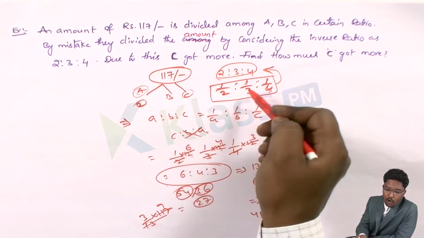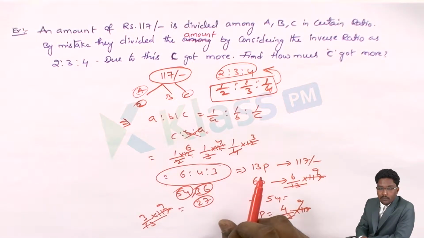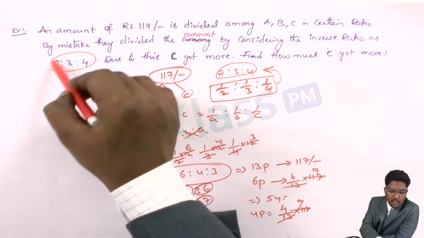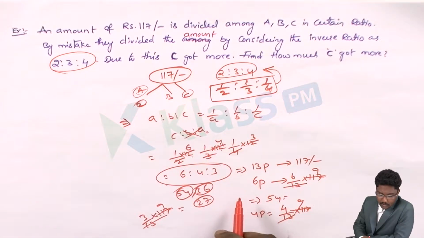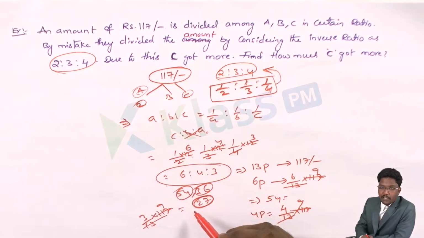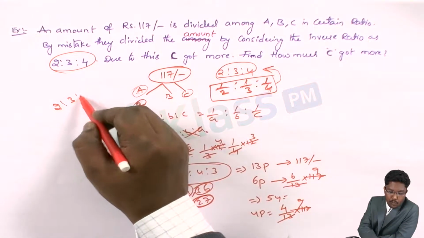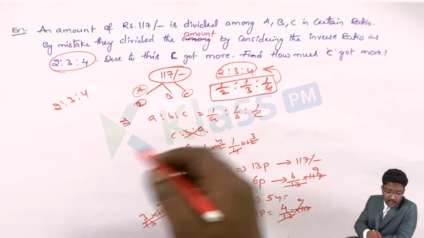Due to this wrong division, C got more. Okay. C got more, due to this wrong ratio. How much did C get more due to that one? So here is the original value 27. But when considered with the wrong ratio, what is the value that C is getting?